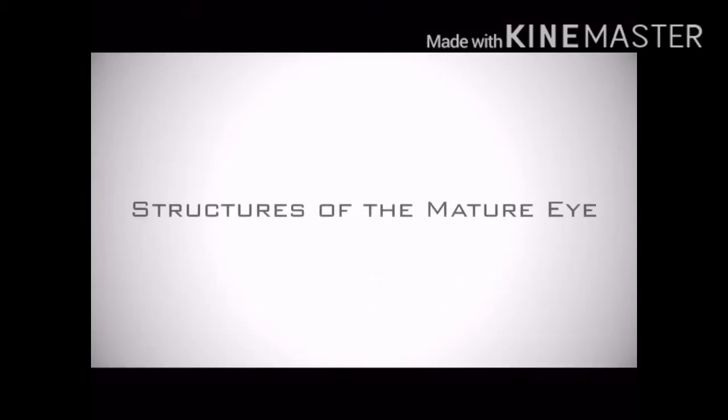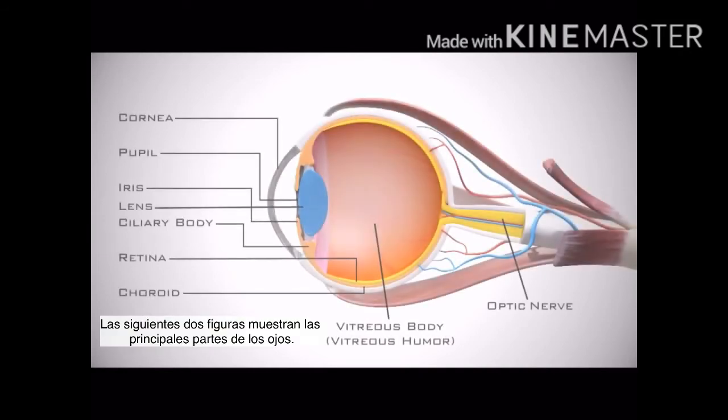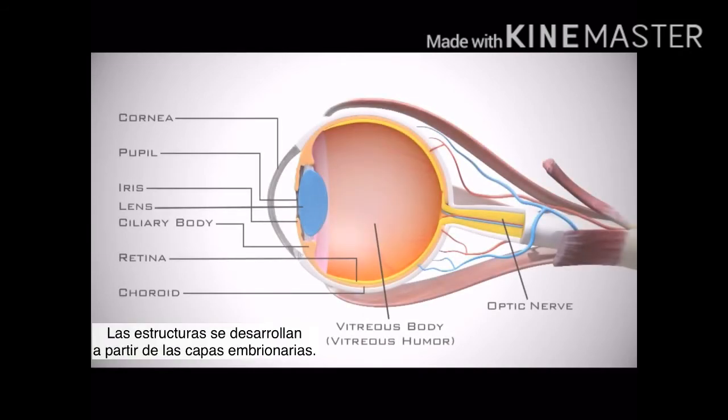Development of the eyes. The following two figures show major parts of the eyes. These structures develop from several embryonic layers. The lens and part of the cornea are derived from surface ectoderm and mesoderm.